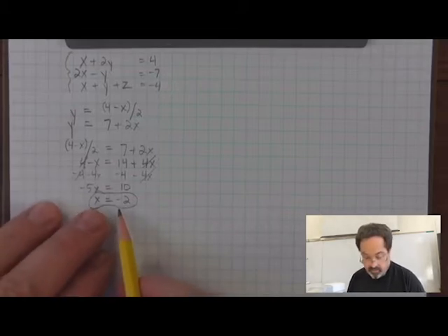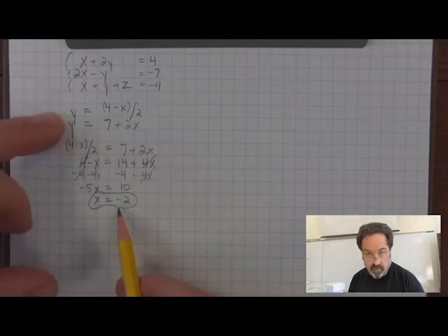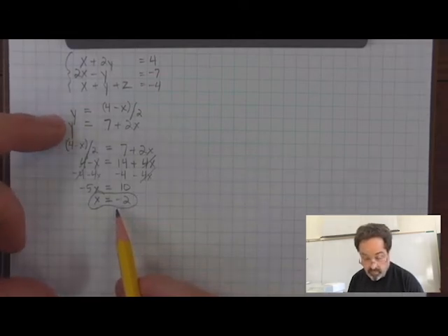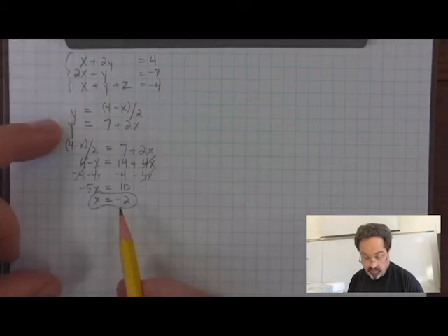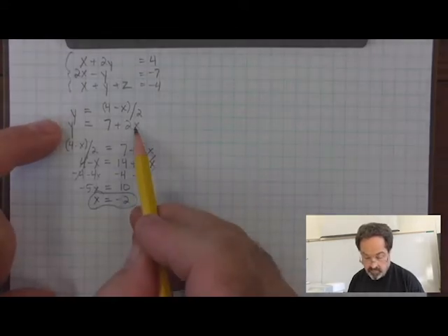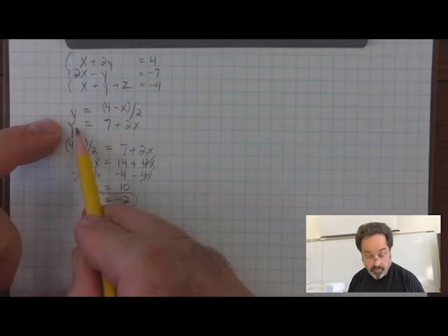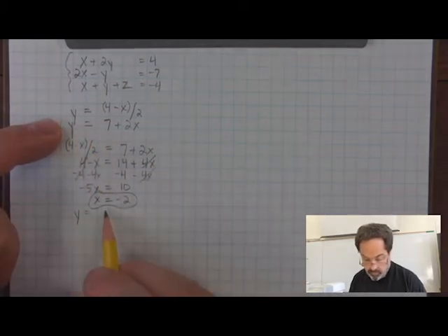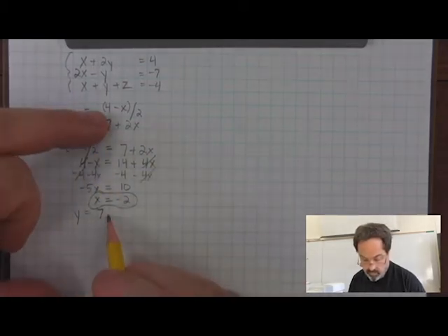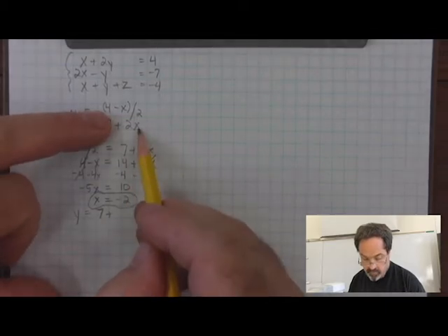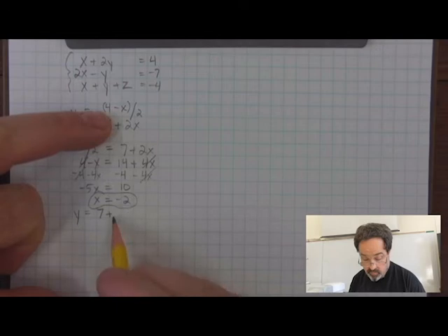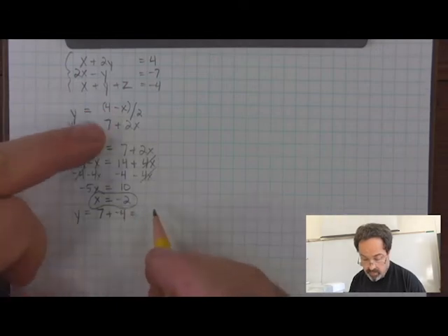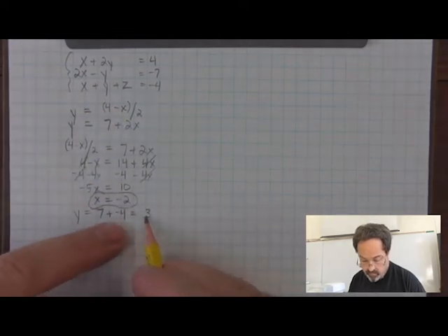I can immediately substitute this value that I found into one of the equations. This second equation is equivalent to the original second equation. So if I substitute -2 in for x here, I can calculate y. Y will be equal to 7 plus 2 times x. If x is -2, then 2 times -2 is -4, and I get 7 plus 4 is 3, the value of y.